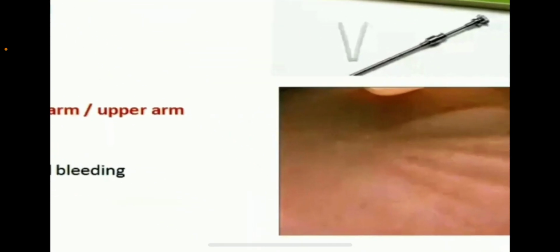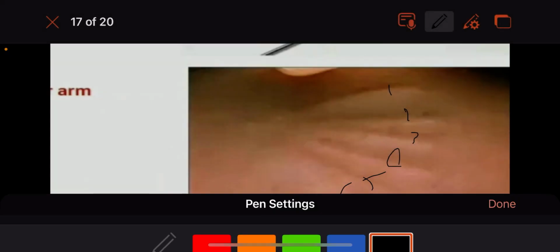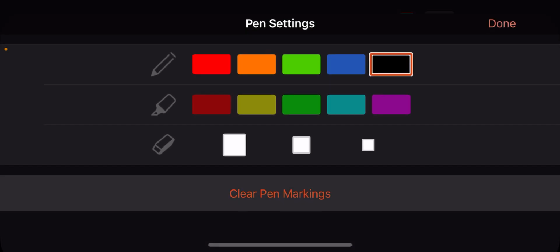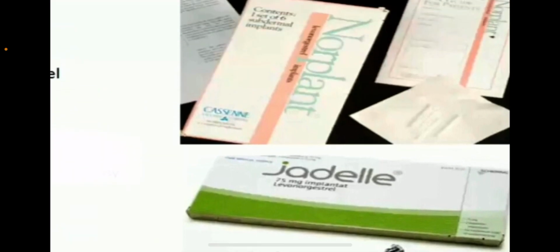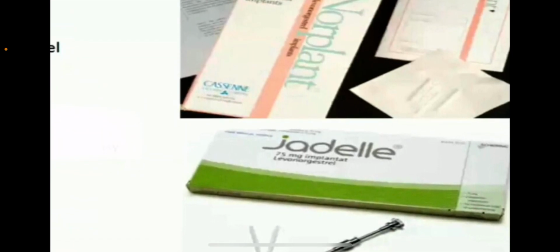Let's see if you can appreciate it in the picture. 1 2 3 4 5 6. So we have 6 silicone rubber capsules. You can see how they are available in the sheet. So this subdermal implant contains 6 silastic or silicone rubber capsules which contain 35 mg of levonorgestrel.